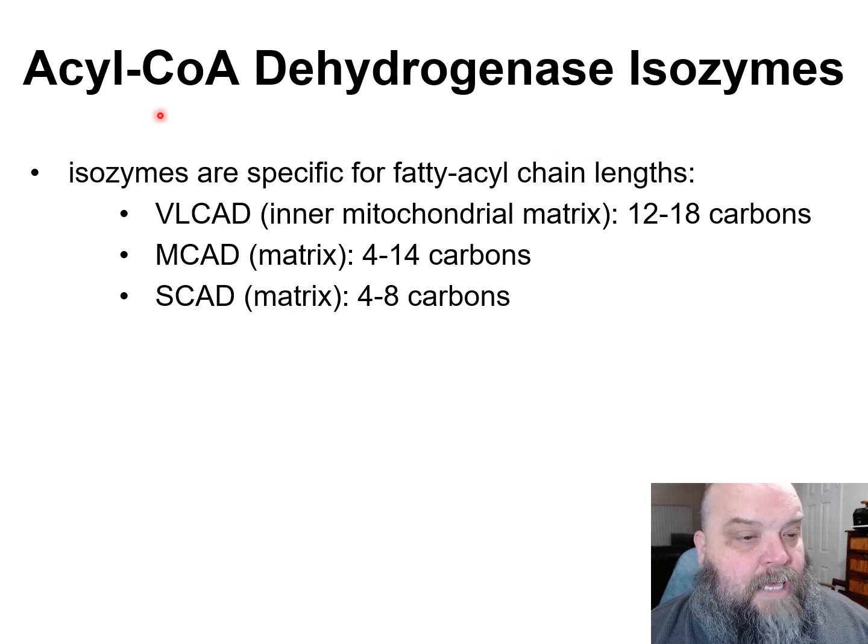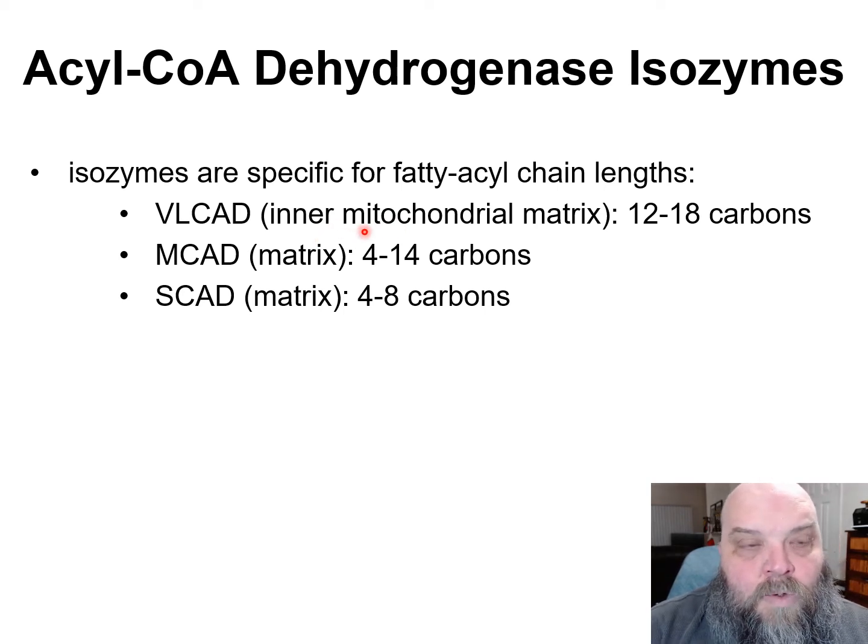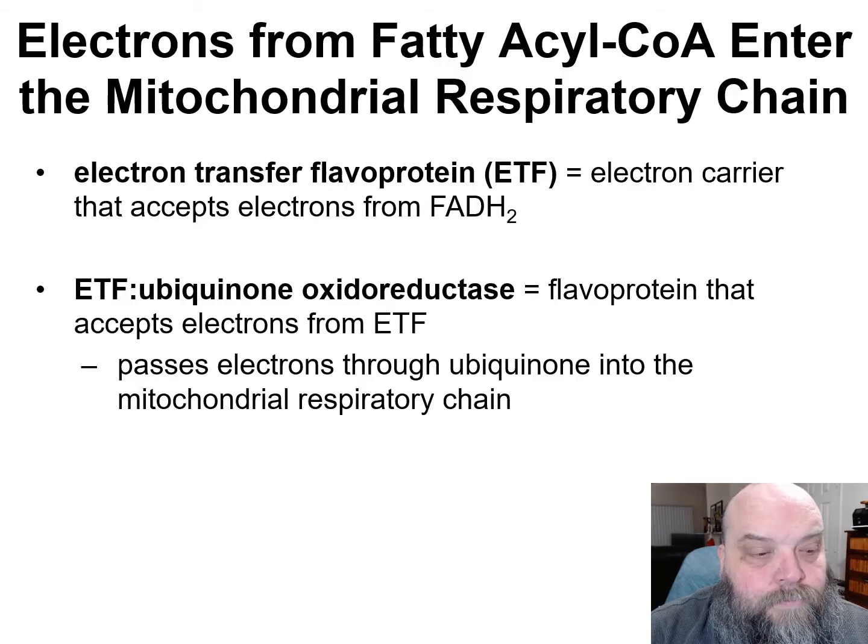We're going to see that Acyl CoA Dehydrogenase, there's quite a few isoenzymes for this. Remember, isoenzymes are enzymes that do roughly the same thing, but their substrates are different. VLCAD, MCAD, SCAD. These are in the mitochondrial matrix, and that's associated with the inner membrane of the mitochondria. A lot of that depends on what the fatty acid chain length is, how many carbons are there.